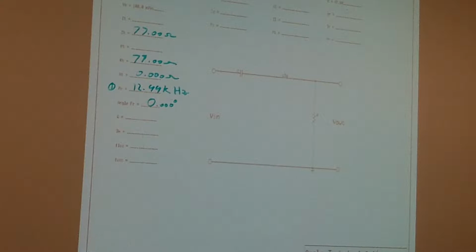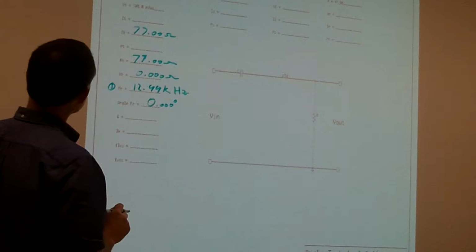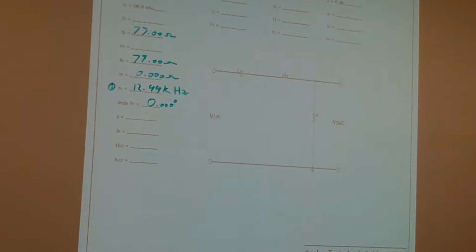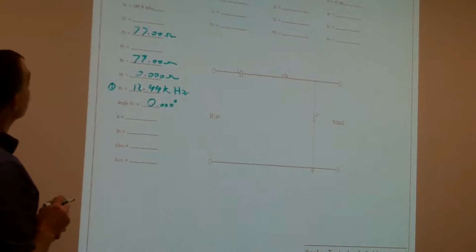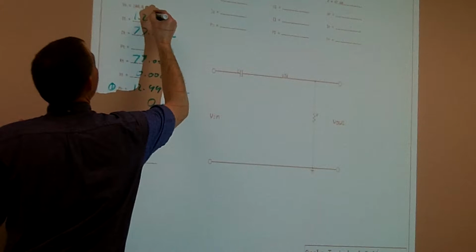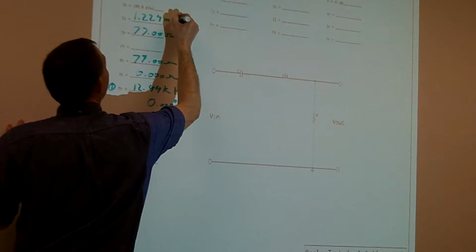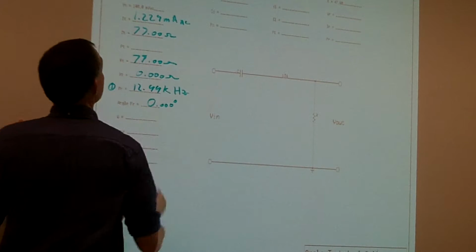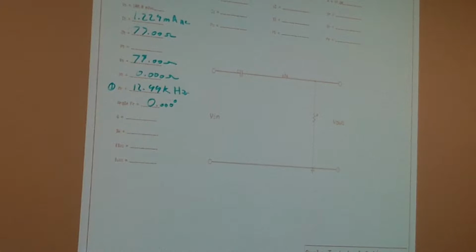Current? So now we can calculate our current, just using our basic Ohm's law. So V over R will get us our current, or V over ZT. 1.299 milliamps AC. Good, I'm using the units. Okay, everyone agree with that then? All right.